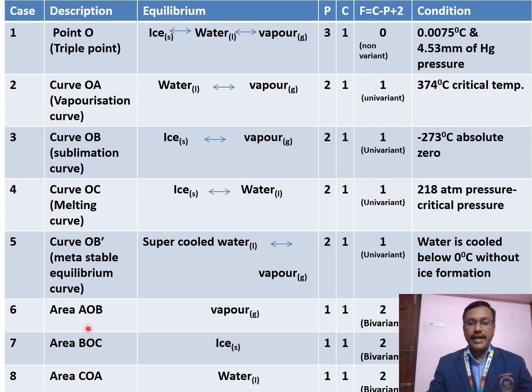In areas AOB, BOC, COA, in all the cases we have P equal to 1, C is also 1, because only one phase is existing. Therefore, in all the cases, we get the F value as 2. Therefore, it is known as bivariant.